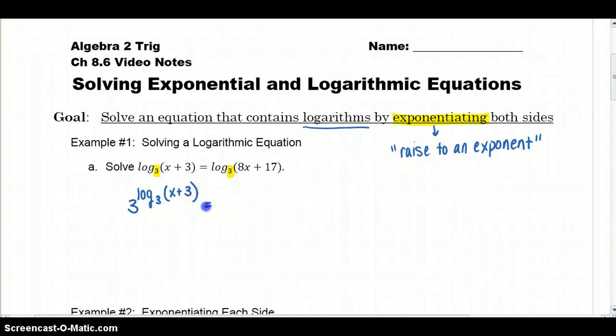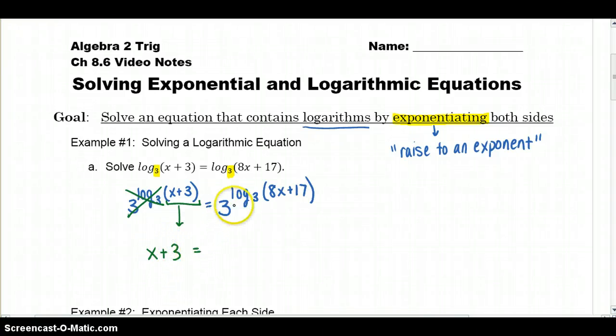And whatever I do to one side, I have to do to the other side. So 3 to the log base 3 of 8x plus 17. Alright, so I made each one of these sides the exponent of 3. The reason that that's helpful is because, just like in the last video, 3 to the log base 3, well, we know that those will cancel each other out, so we're just going to be left with x plus 3. Similarly, on the other side, base 3 and a log base 3 get rid of each other, so I'm just going to be left with 8x plus 17.